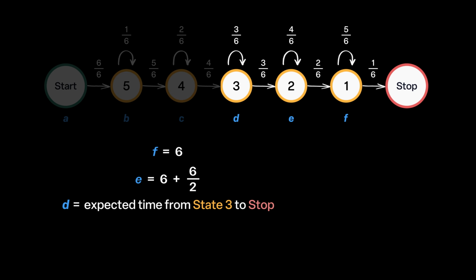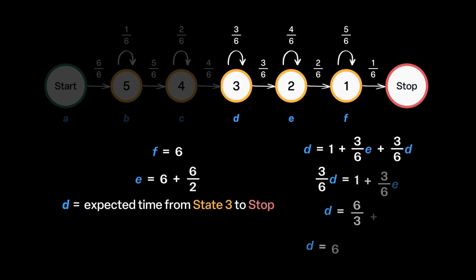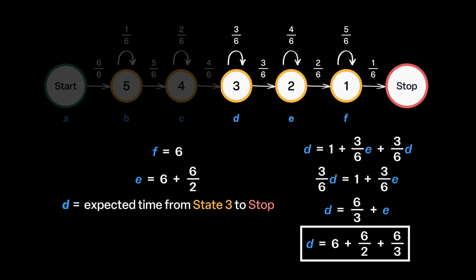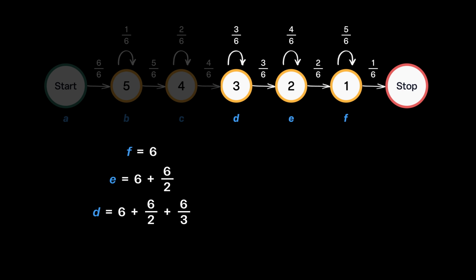Okay, now we'll solve for D. From state 3, we can go to state 2 or stay where we are. So we get this equation for D. Let's solve that equation. We get this nice expression: 6 plus 6 halves plus 6 thirds. That's 11. At this point, the pattern is clear.